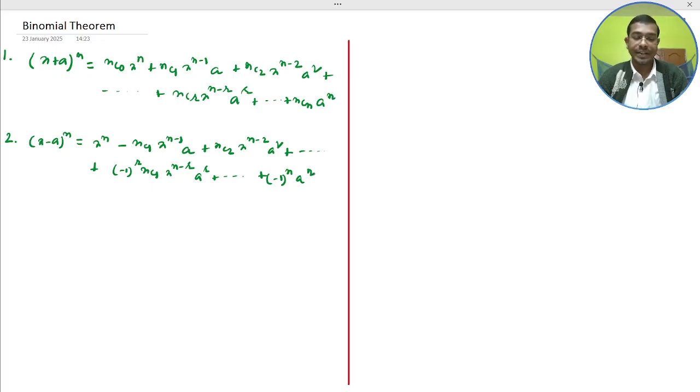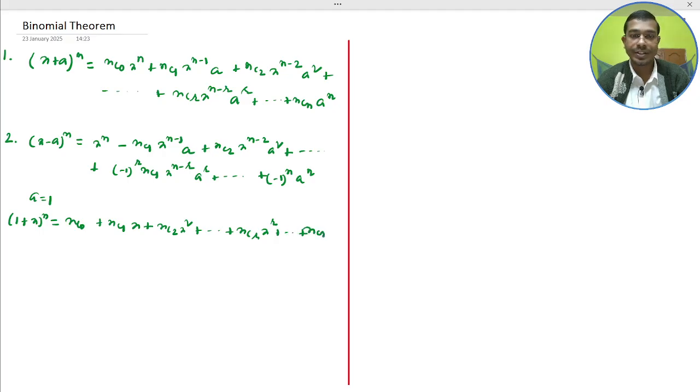If a is equal to 1 in the expression of (a plus x) to the power n, this is the special case, so it becomes (1 plus x) to the power n, which is equal to nC0 plus nC1 x plus nC2 x square, and so on, the general term nCr x to the power r, and so on, up to the last term nCn x to the power n.